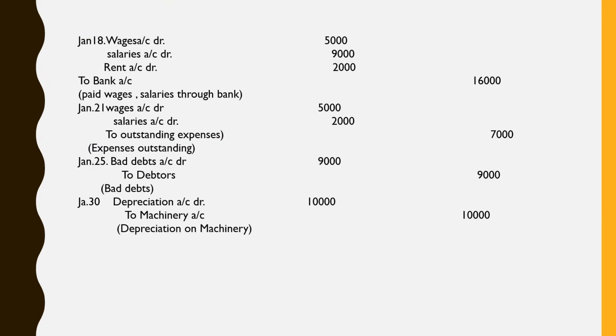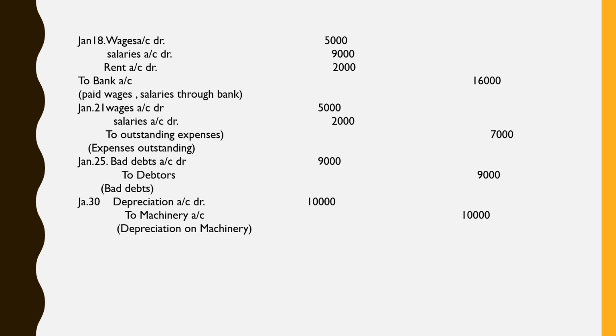Then we have paid wages 5,000, salaries 9,000, rent 2,000, total payment through bank is 16,000. We will write wages account debit 5,000, salaries account debit 9,000, rent account debit 2,000, to bank account 16,000. In narration we will write paid wages, salaries, rent through bank.